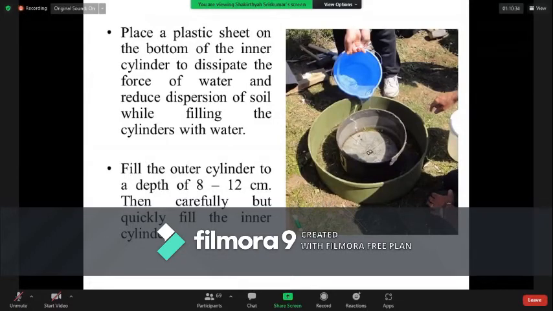Then carefully but quickly fill the inner cylinder. Once you place the plastic sheet in the inner cylinder, after that you have to fill the outer cylinder first. Why? Once you fill the inner cylinder, the water suddenly moves laterally. To avoid that, first we have to fill this outer cylinder and then quickly fill the inner cylinder.